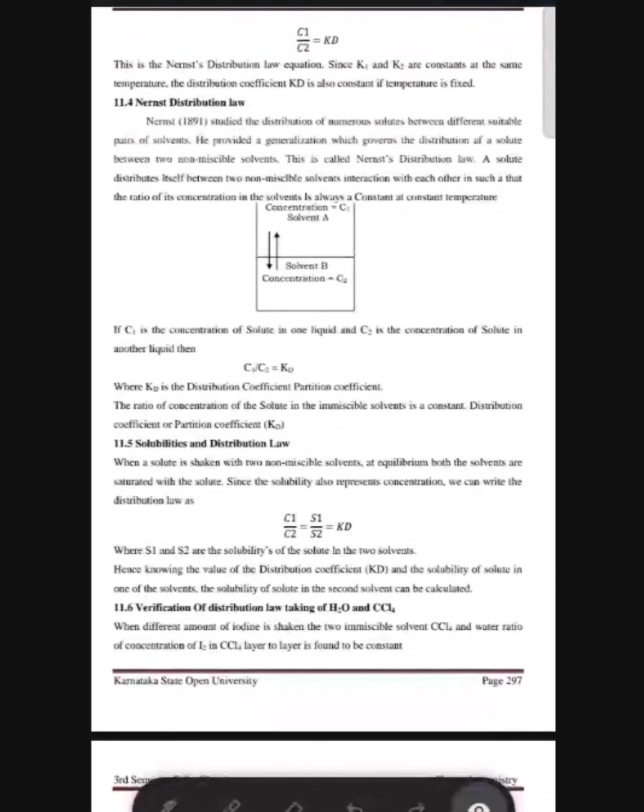So the next topic is Nernst distribution law. Here, a solute distributes itself between two non-miscible solvents that do not interact with each other. The two non-miscible solvents do not mix. So that the ratio of its concentration in the solvents is always constant at constant temperature. It also varies with respect to temperature. When the temperature is increased, two different immiscible solvents also get mixed up. So that will be with respect to temperature also.